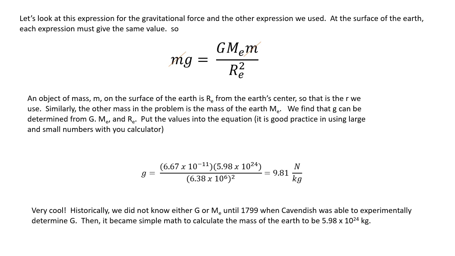It's very cool. Historically, we did not know either g or the mass of the Earth until 1799 when Cavendish was able to experimentally determine g. Then it became simple math to calculate the mass of the Earth to be 5.98 times 10 to the 24th kilograms. That's a really big number, and it's one of the first really big numbers that humans calculated using the modern science of Newton.